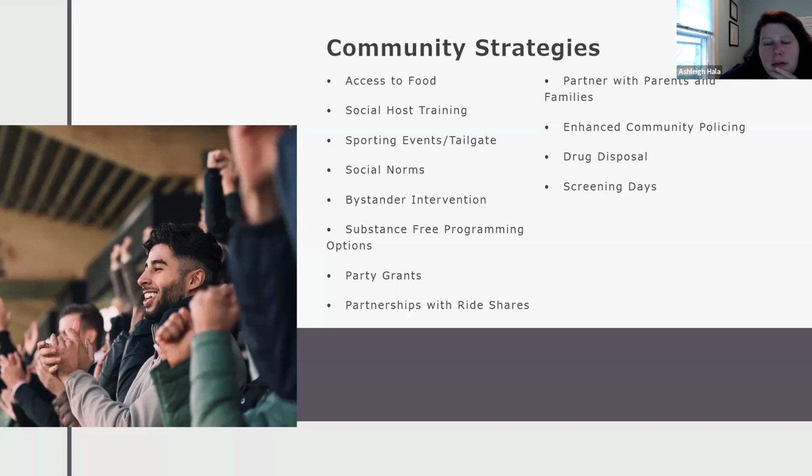Couple of partnerships that might be valuable, working with folks who throw parties to make sure that food and water is available. I've seen really successful partnerships with ride shares like Uber, to help get the students around without driving.